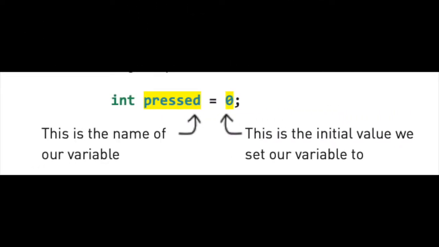Okay, the first part of our code is our variable, and our variable can be anything, but it makes most sense for us to use the word pressed since this is a switch. So the name of the variable is pressed and our value is 0. And basically this is just indicating whether the switch is pressed or not pressed.